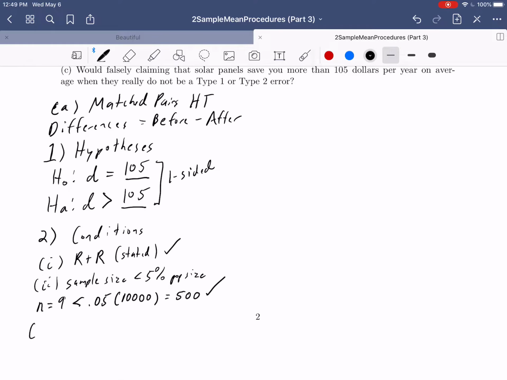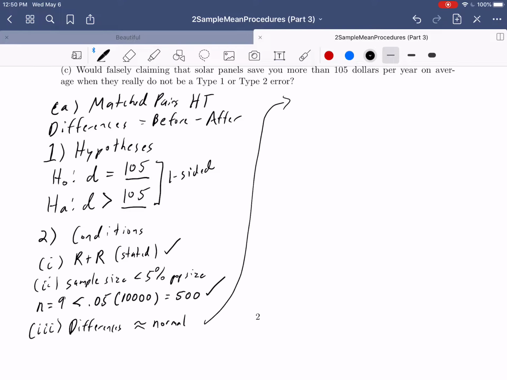Okay, condition 3. Well, condition 3 is the one where you either have to have a sample of size 30 or more, which unfortunately we do not, we only have a sample of size 9, or we have to check that the data is normal. In this case, what do we mean by the data being normal? We actually have to check that the differences are approximately normal.